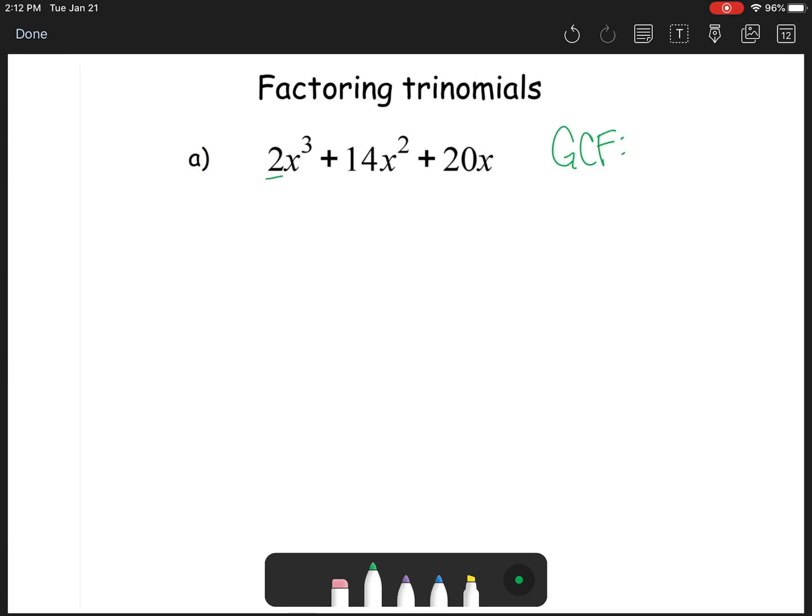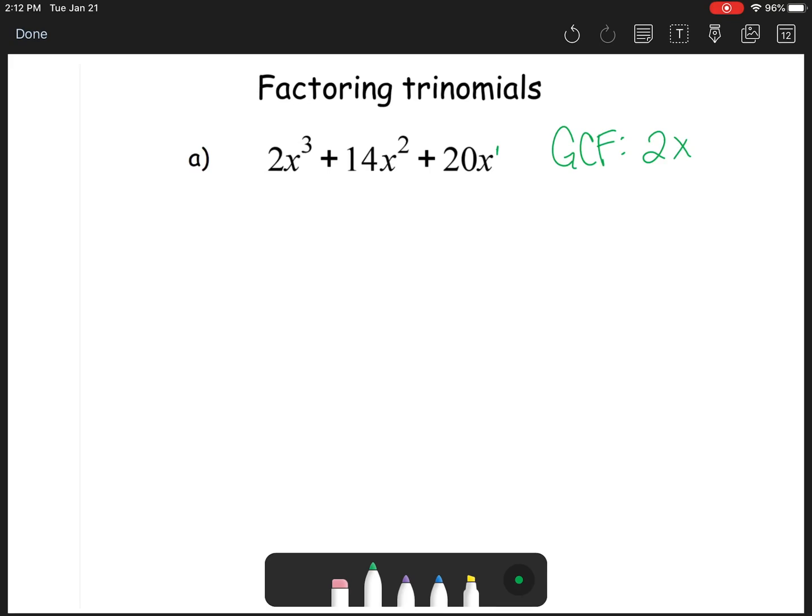I always like to look at it in parts. So looking at 2, 14, and 20, the largest number that goes into all of those is 2. So we could factor a 2 out. Looking at our x's, each term has an x, so I know I can factor at least one x out. And since x to the first is the lowest power of x, that's all I can factor out.